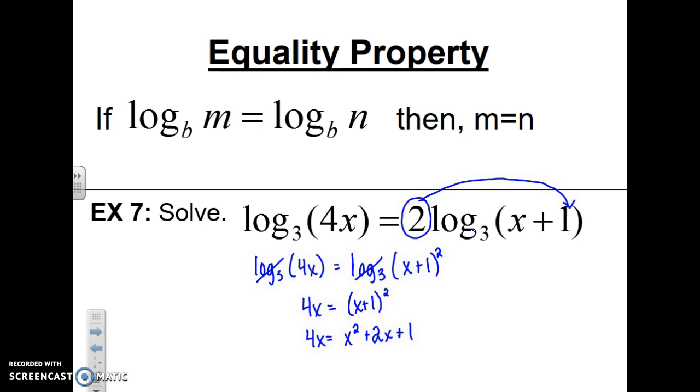This is a quadratic, so we'll move everything to one side to solve. So I'll subtract that 4x. So I'll get 0 equals x squared minus 2x plus 1. We can factor this, and when we factor this, we'll have (x minus 1) times (x minus 1) equal to 0, so we get x equals 1 as our answer for this problem.